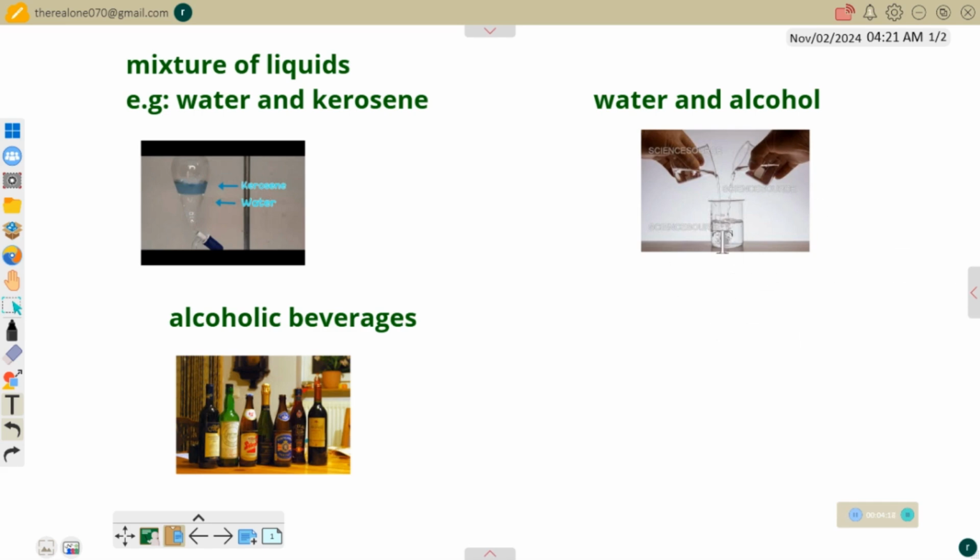You can see both water and alcohol are miscible, so they will mix together. Then we have alcoholic beverages like dry gin and whiskey. All of these are mixtures of liquid due to their constituents.